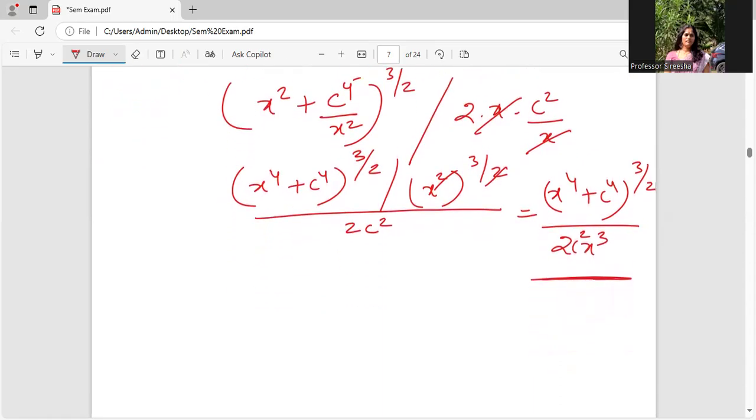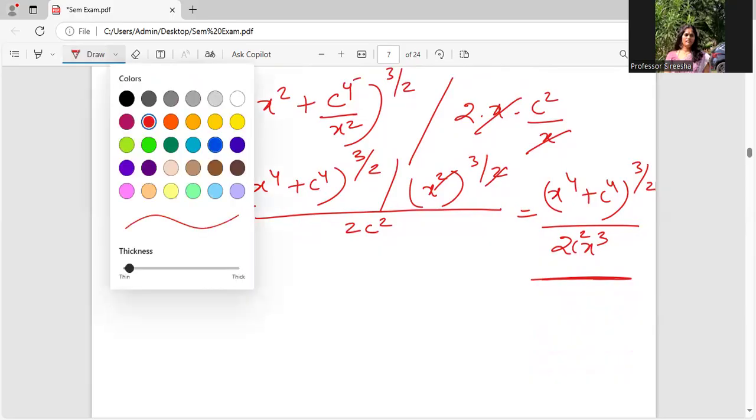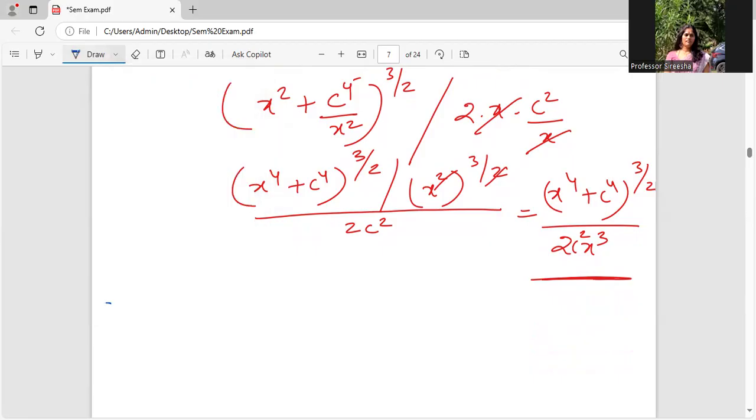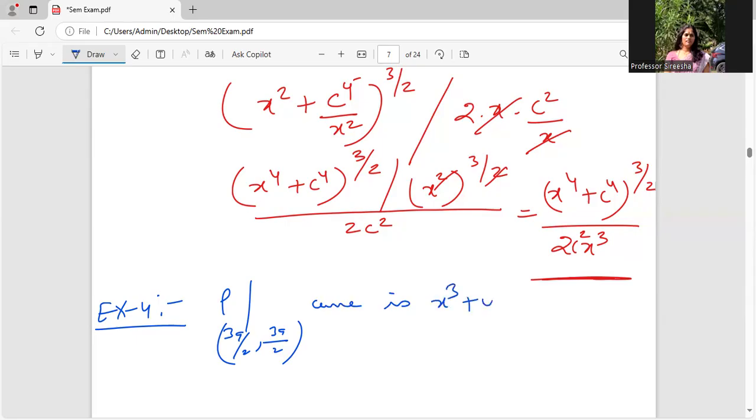Without losing much time, I will just do one more example for finding radius at a point. Example 4, that is rho at (3a/2, 3a/2). The curve is x³ + y³ = 3axy, the standard curve, guys.